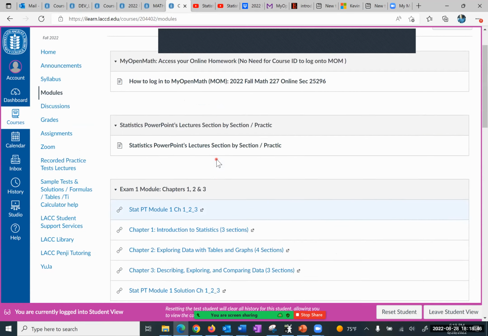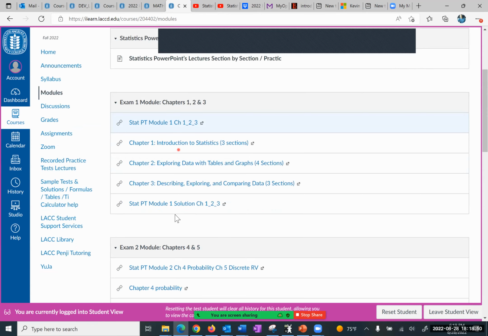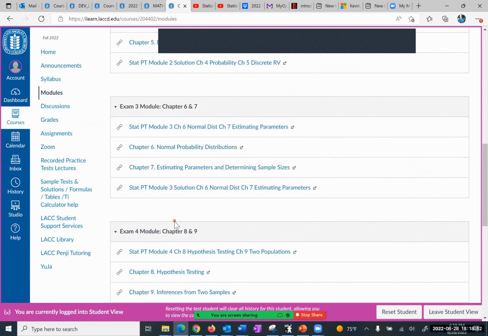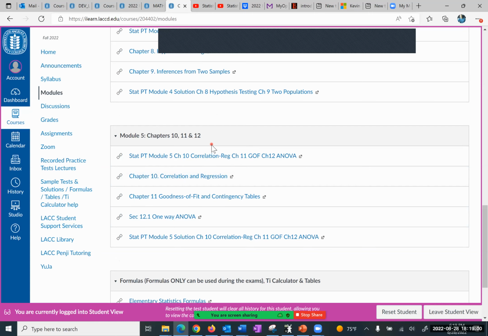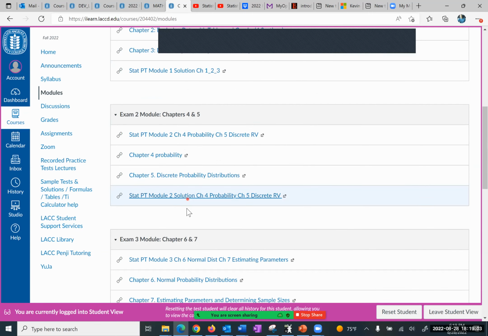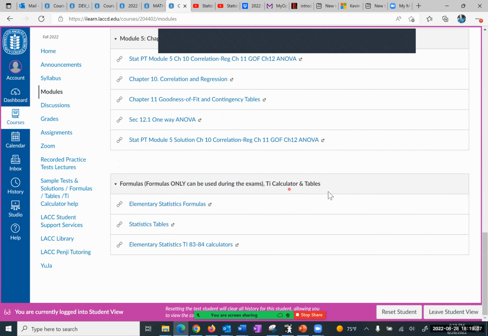So what do we find under the modules? Exam 1 module, exam 2, exam 3, exam 4, and module 5, which covers the last 3 chapters, 10, 11, 12. It's not a lot of sections. And if I go over every module, they're the same. So I'm going to cover exam 1 module only. But before I do that, the very last module is called formulas, TI calculator and tables.